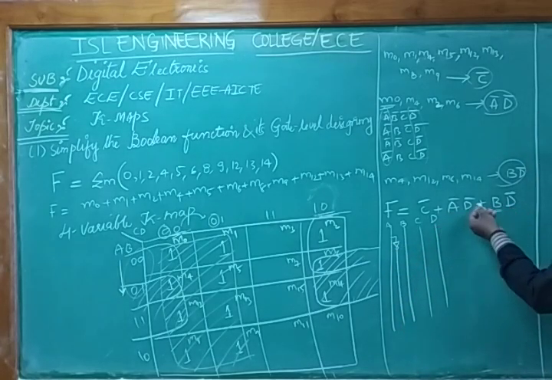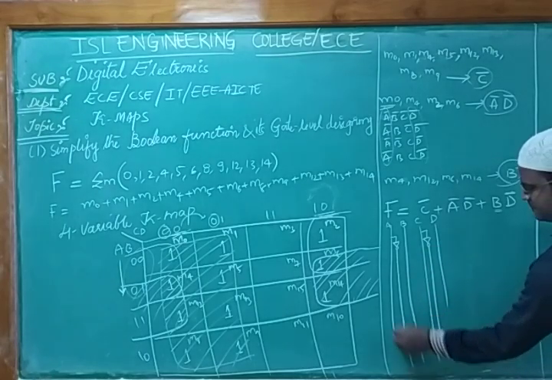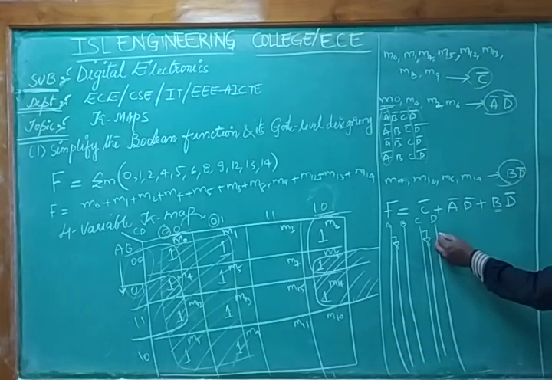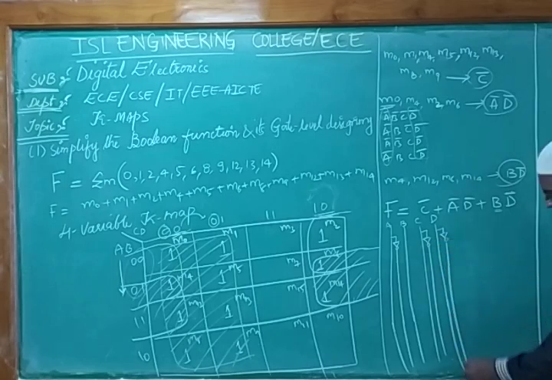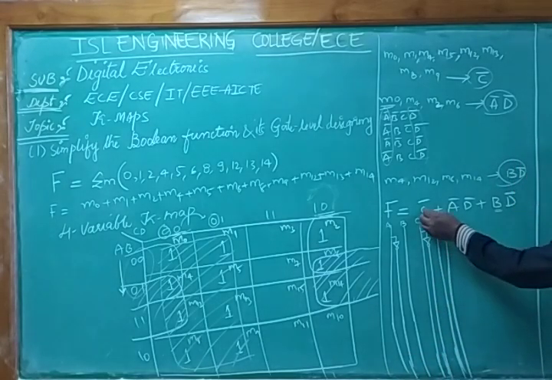Again C bar, yes, we required C bar, so we'll connect with one more NOT gate. So do we have B bar? Yes. So we connect one more NOT gate. So we are connecting all these gates. So we'll draw it. First C bar, it's as it is.